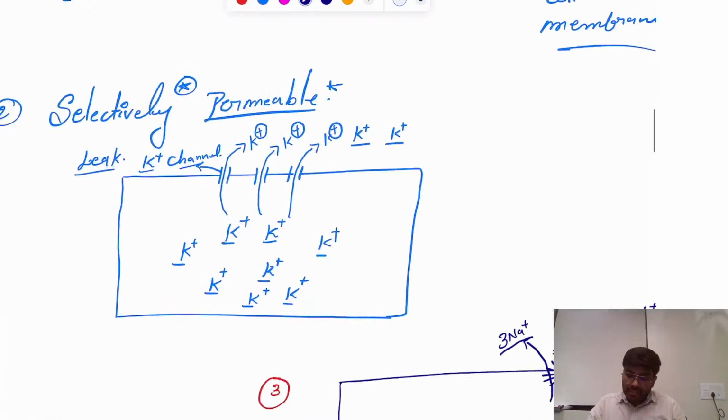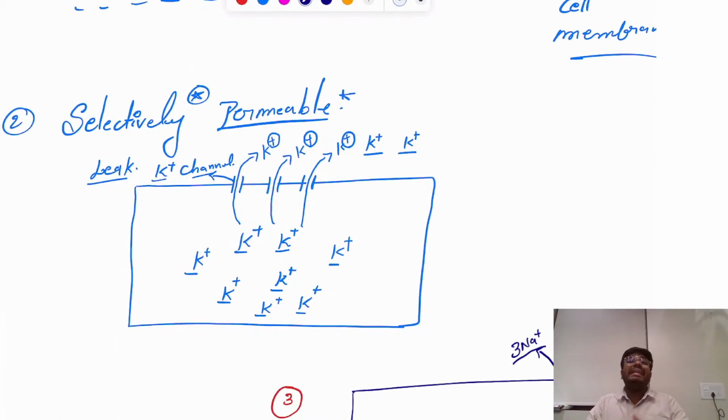But the majority is due to the leaky channels. Now potassium is leaking out of the cell. Positive charges are going out of the cell. So the cell will get this negative resting membrane potential.